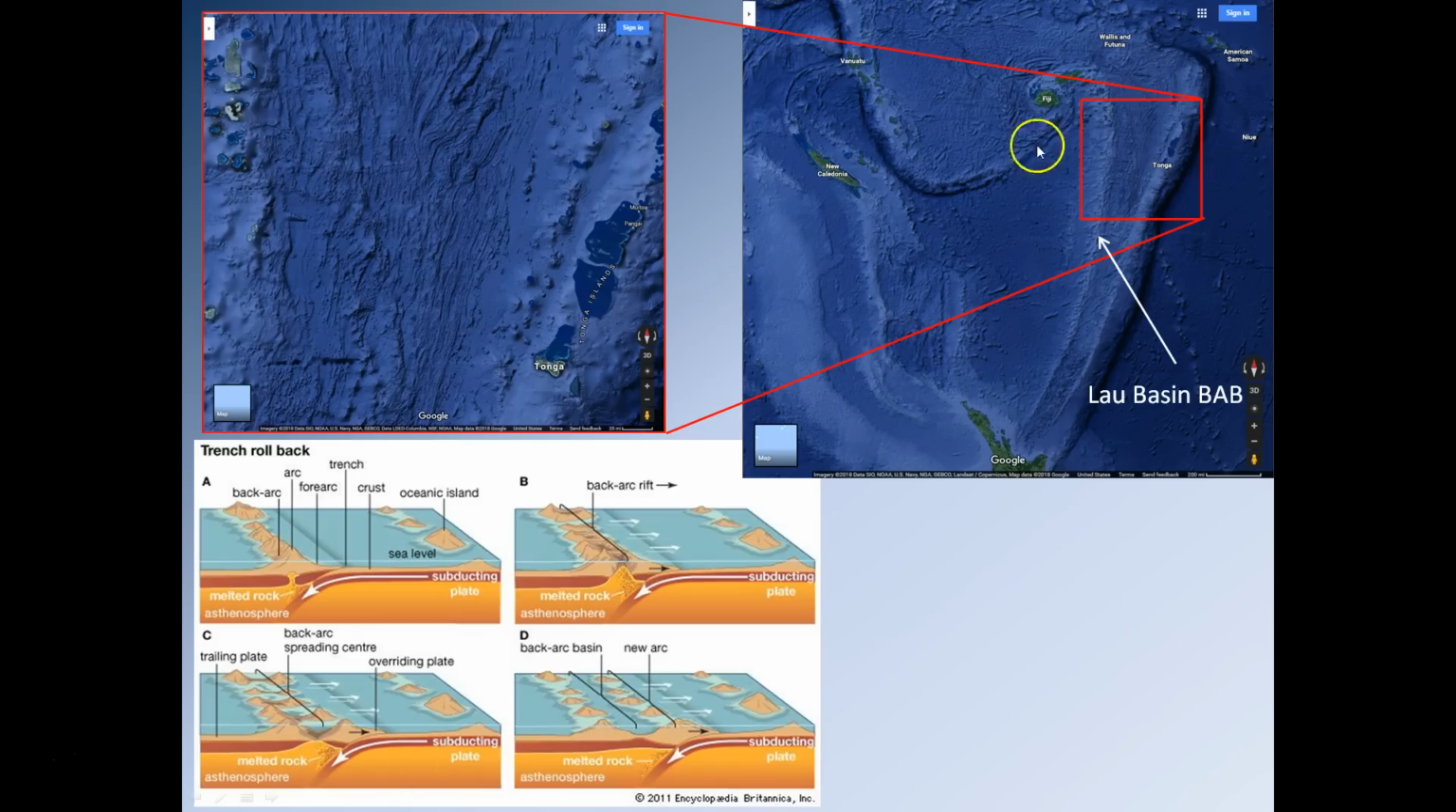So here's a modern example now. This is the Lau Basin. You can see here's the island of Tonga over here, island of Fiji over here, and here's the northern end of New Zealand down here. And you can see here's a subduction zone. You can see the trench running along here. And if you look at the picture, you can see you've got one line of volcanic rocks here, and you have another line of volcanic rocks here. And in between them, you have this relatively flat area of seafloor.